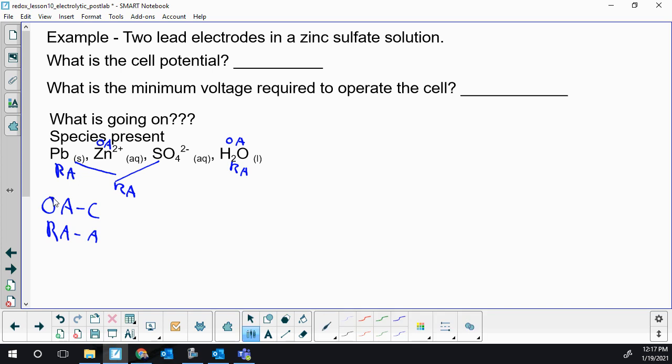If you then start figuring out what's your best OA and your best RA, for OA, we've only got two, zinc and water. They're both pretty bad, and they're right next to each other. The zinc 2+ is one above the water, so it's slightly better. So the strongest oxidizing agent by a tad is our zinc ion.